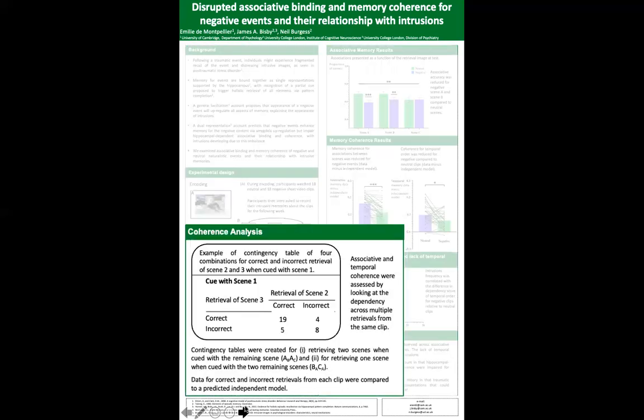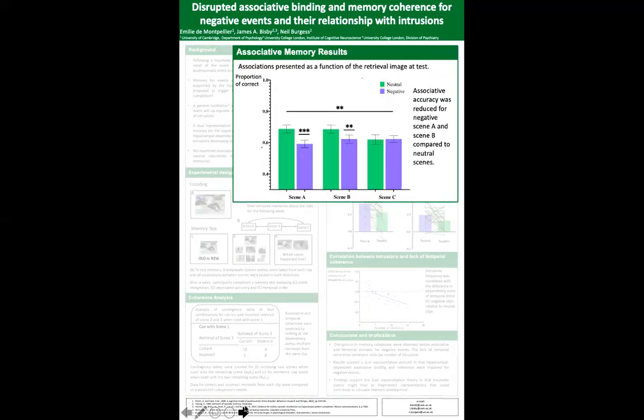To assess coherence, we took the data from associative accuracy and temporal order, and we created contingency tables for retrieving 2 scenes when cued with the remaining one, or for retrieving 1 scene when cued with the 2 remaining scenes. We then compared this data with a predicted independent model, which assumes that the retrievals of the scenes within one clip are independent.